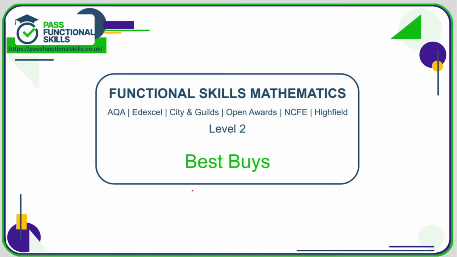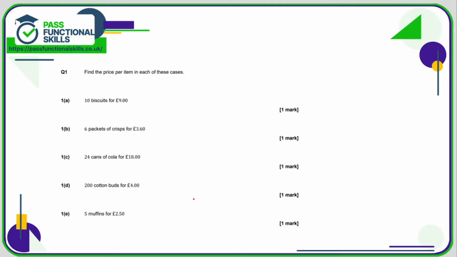Let's take a look at the best buys questions. You can use a calculator for all of these questions if you want to. So question 1 is asking us to find the price per item. So if 10 biscuits cost £9, then one biscuit is going to be this amount here divided by 10. So I would probably type in 900p divided by 10, which is 90p.